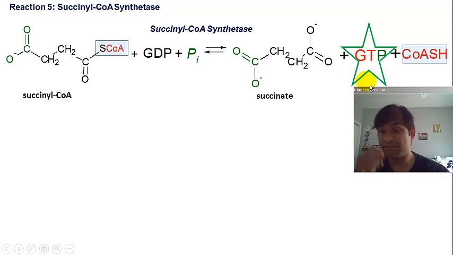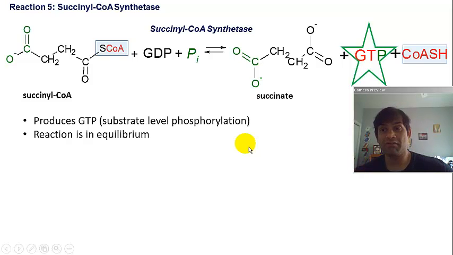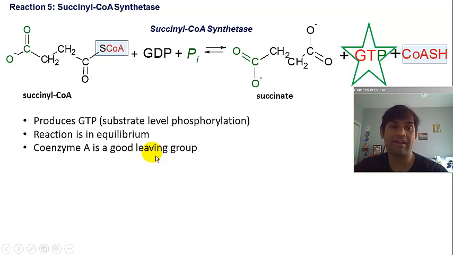We've had 3 successive reactions where we produce reducing equivalents in the form of NADH, and here we produce GTP via substrate level phosphorylation. So energy that could be utilized comes in the form of GTP. The reaction is reversible, so it is in an equilibrium, so it can go from reactant side to product side based upon the concentrations of either substances. So you have to think of Le Chatelier's principle here anytime you're thinking about reactions that have directions both ways or reactions that are in equilibrium.